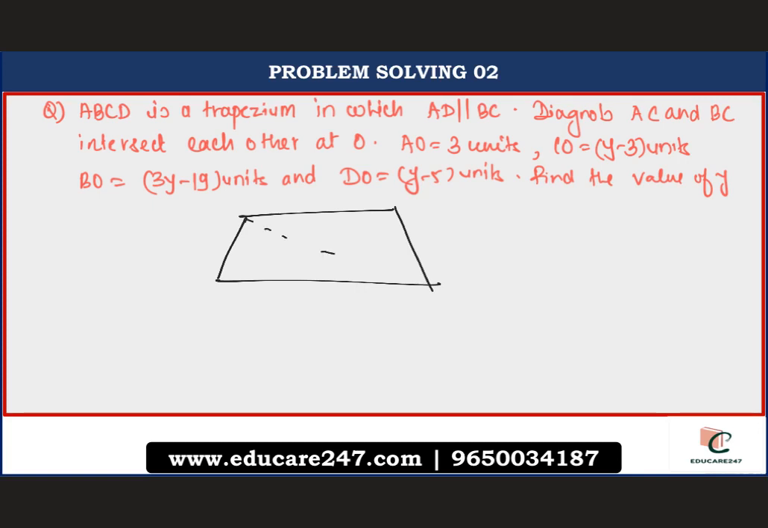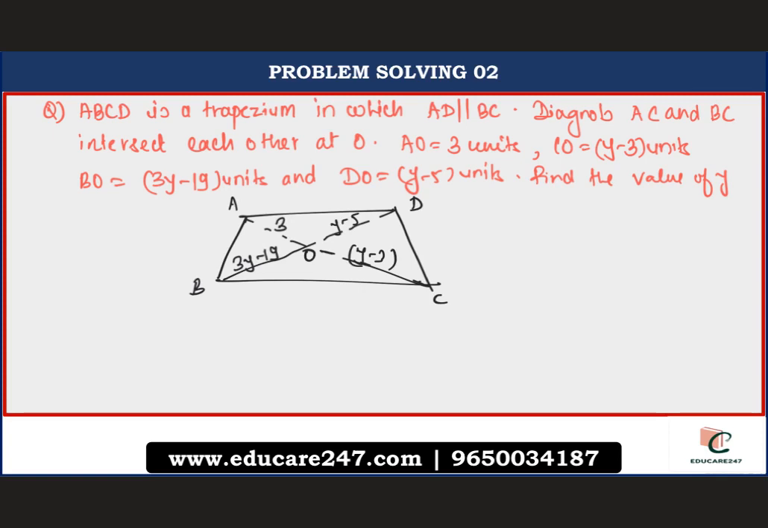So let's suppose this is one diagonal and this is another diagonal. They are intersecting each other at O. So what do we have over here? We have A, B, C and D, and they are intersecting at O. And what else has been given to us? AO is 3 units. BO is 3y minus 19 units. DO is y minus 5 units. And last, CO is y minus 3 units.